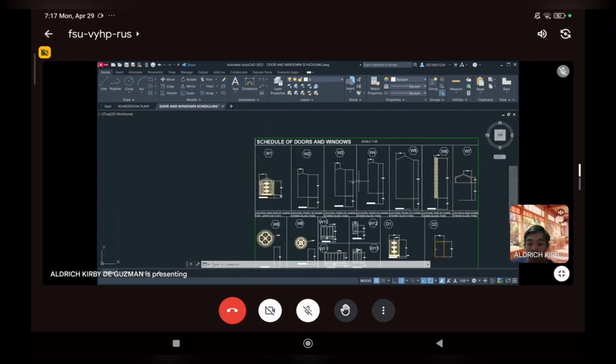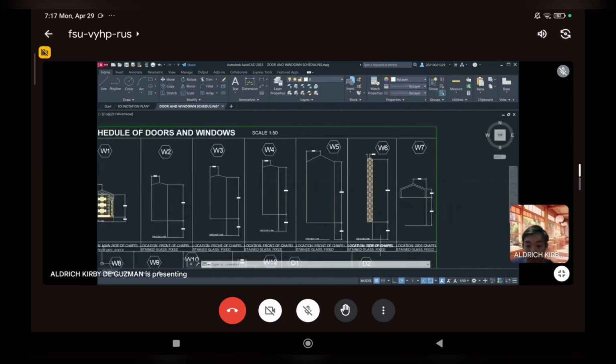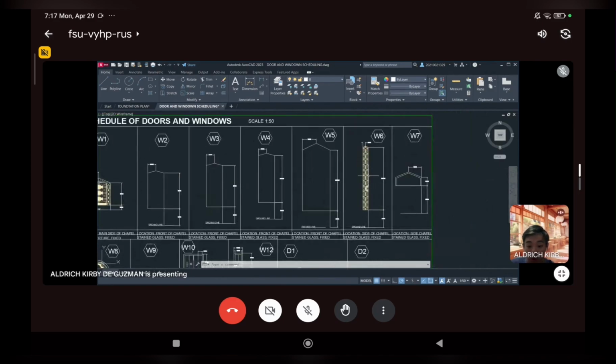And then if we move to the side a bit, we will have window 6, which is also a stained glass and is fixed in the side of the chapel, which is also tall and long and slender compared to window 2, 3, 4, and 5. Then at the side of the chapel as well, we also have window 7, which is a smaller version of a stained glass that is fixed on top of the chapel.